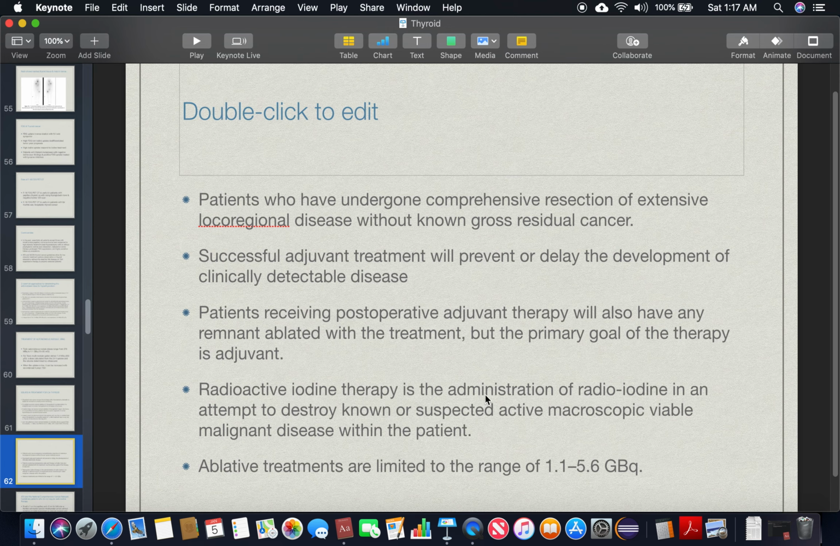Now, radioactive iodine therapy is the administration of radioactive iodine in an attempt to destroy known or suspected active macroscopic viable malignant cells within the patient. And so here the dose range is 1.1 to 5.6 gigabecquerel.